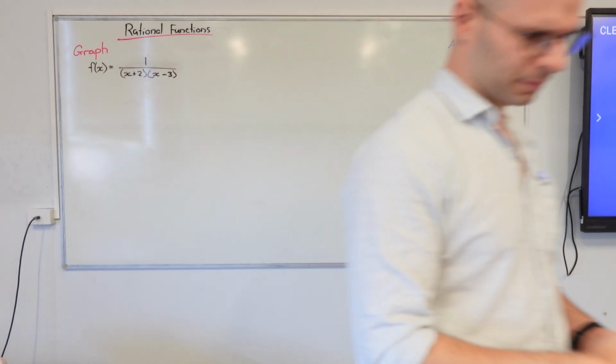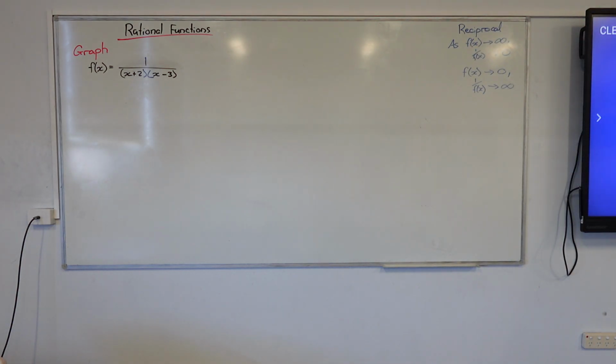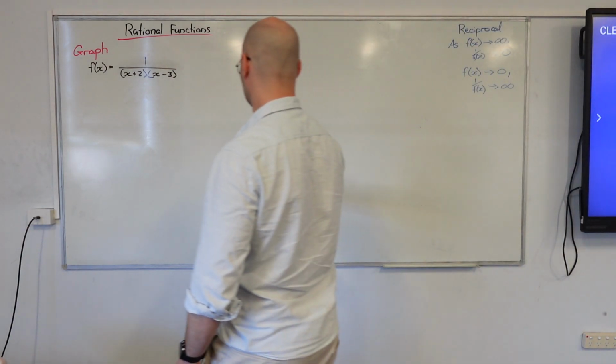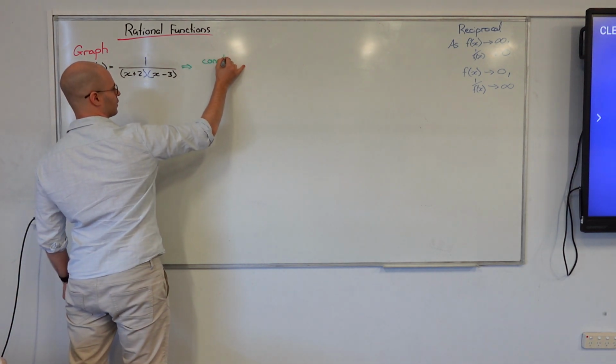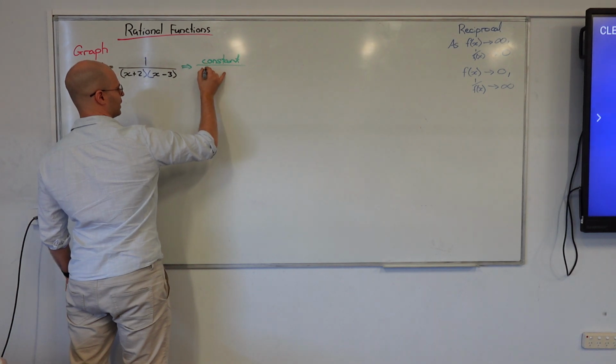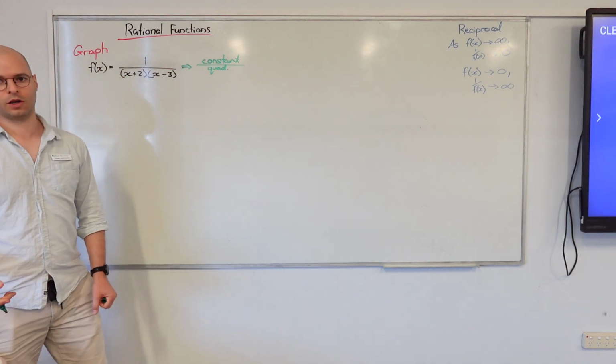And then back again. What if we want to graph something like this? Any ideas? What sort of function is this? Quadratic. Reciprocal quadratic, I don't know. It's a constant over a quadratic, or a second order polynomial.